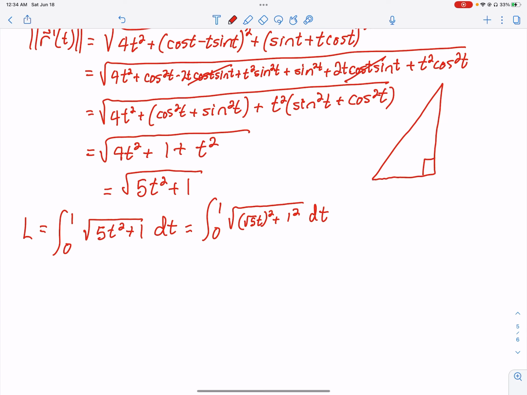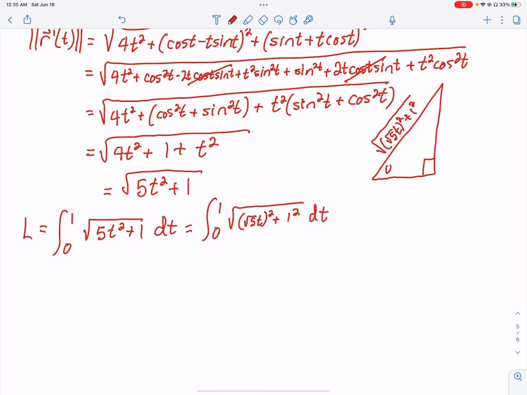All right, my right triangle. And looking at what I have there in my integrand, that looks like a hypotenuse because it's a plus. So I'm going to put the square root of 5t squared plus 1 squared. This is going to tell me what the other sides are. We always want to keep the variable on top.